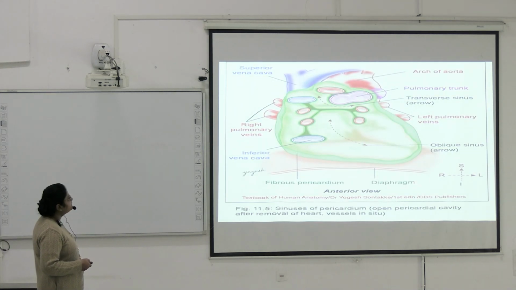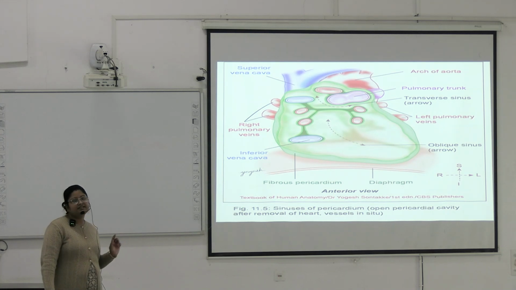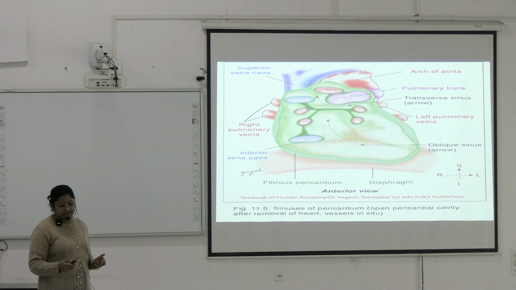Now we will go to the sinuses. These pericardial sinuses are important for your theory. Both of them can come as a theory question, transverse sinus and oblique sinus. Okay.